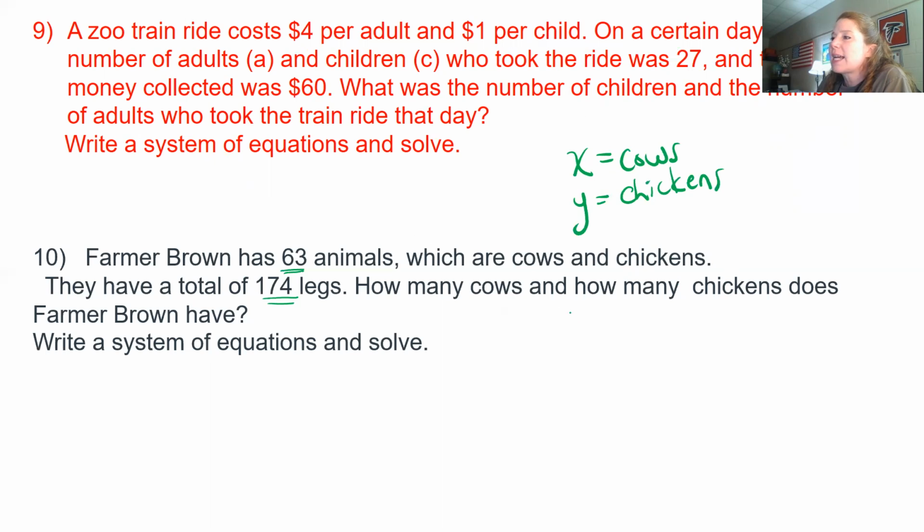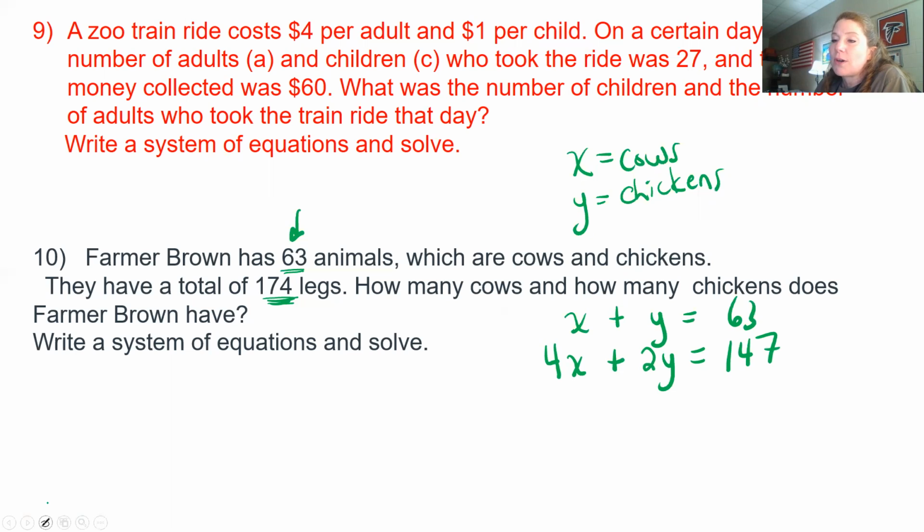So the first thing we're going to say is the number of cows plus the number of chickens equals 63. That's what it says right here. And now we're going to worry about their legs. So cows have how many legs? So we're going to multiply 4 times the number of cows we have, plus chickens have 2 legs. So 2 times the number of chickens. And in this situation will equal 174.